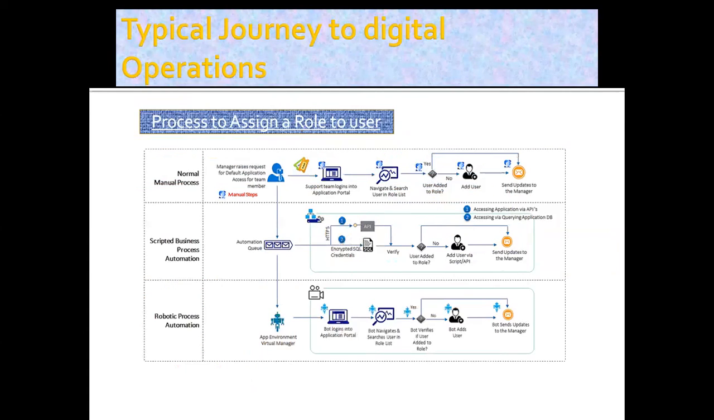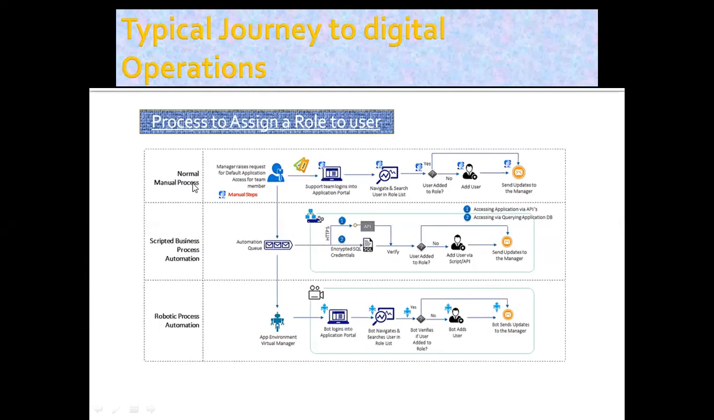Okay, so I kept a simple process here. In the 90s, in the manual process, how does it happen when you want to assign a role to a user? A user came to a project, and you have to give an admin role to some person, and assign a development role to some other persons. Like that, you have to give roles. How will that process happen in the manual process, how will it happen in scripted business process automation like Java code and APIs, and now how will it happen with RPA?